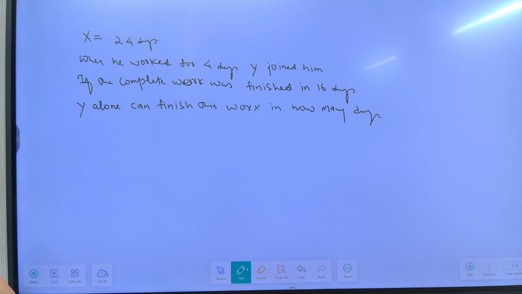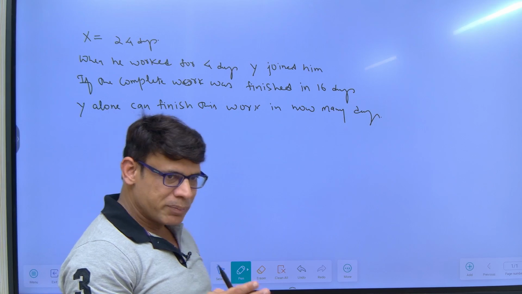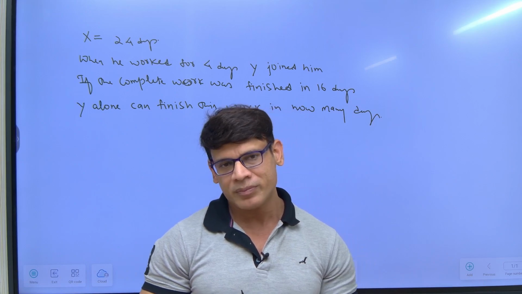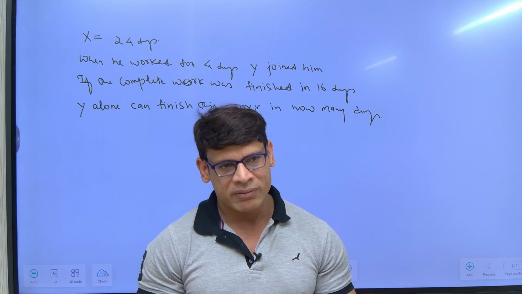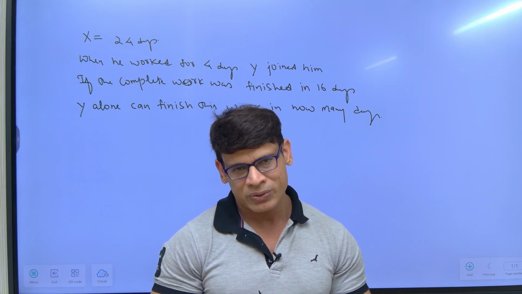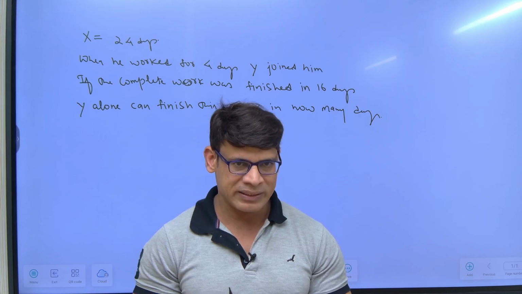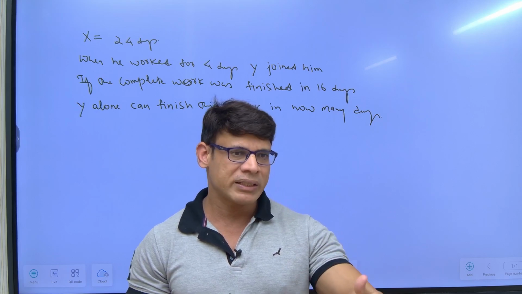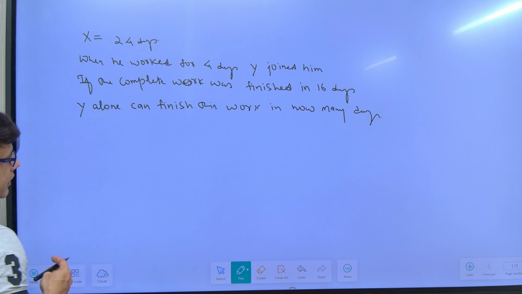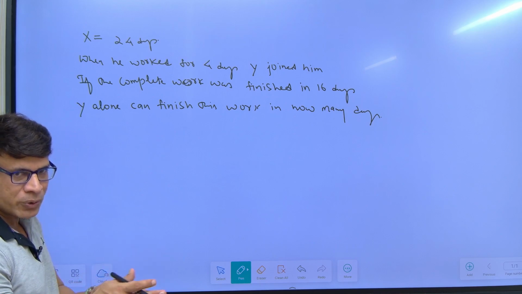Logically, try to understand, right? Suppose Y was not there, then X would have taken 20 days to finish the work. But since Y joined him, and Y also worked along with X, the work was finished in 16 days. So that means X has to work 4 days less, and that is because Y has some efficiency and Y also helped him. So X's 4-day work is nothing but Y's efficiency, right? What X can do in 4 days, Y could do in 16 days.